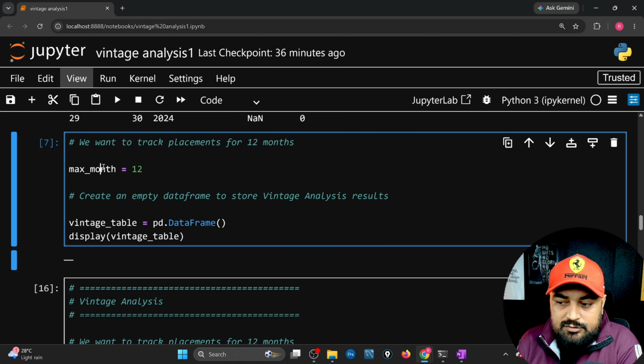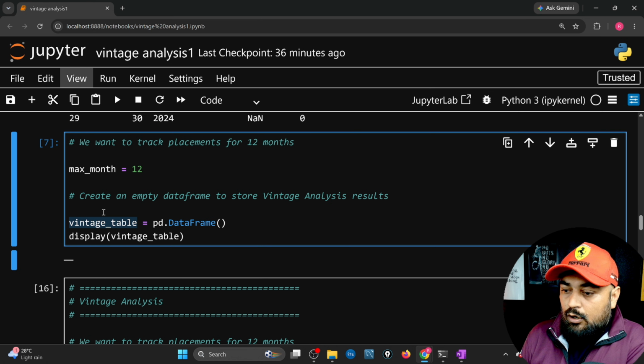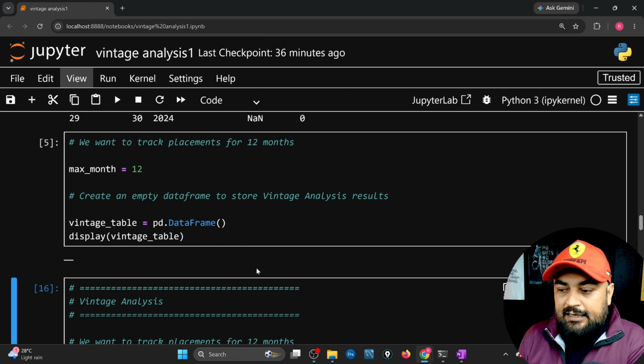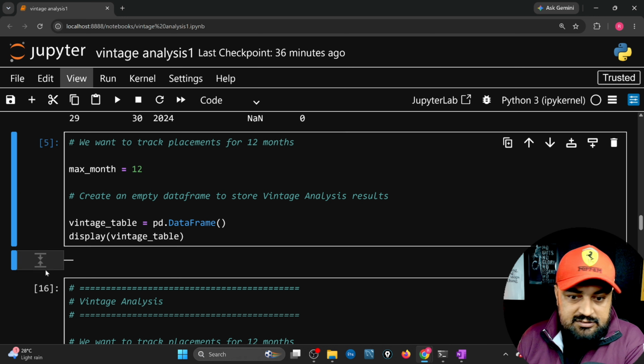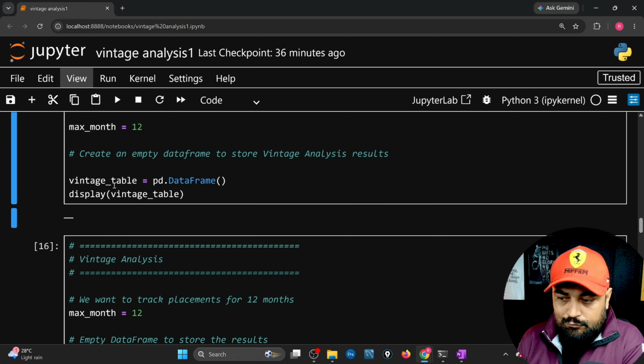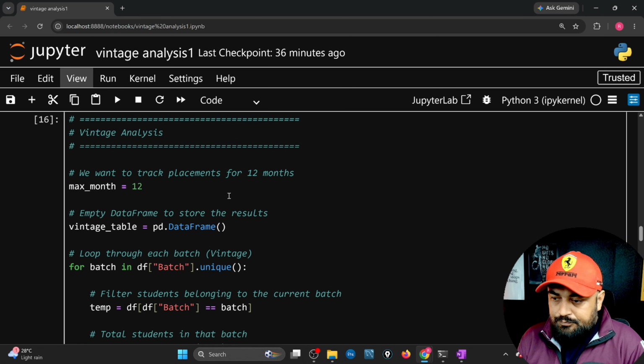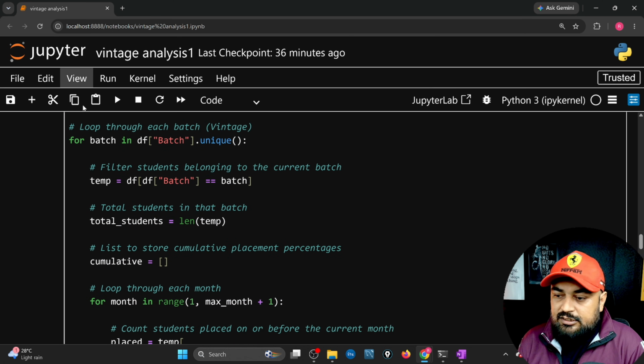So we are giving a maximum month. We are creating this variable. Now we are creating an empty data frame only for the vintage analysis here. Now I will run this. This will create an empty data frame here. So you can see nothing has been printed, right? So it's an empty data frame. Now here comes the main logic. As I said, this part I already did.